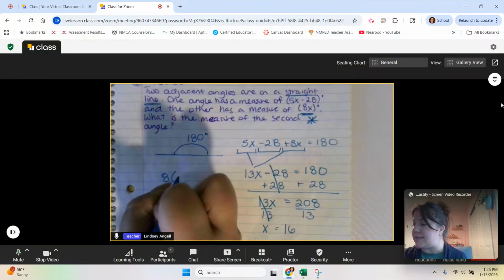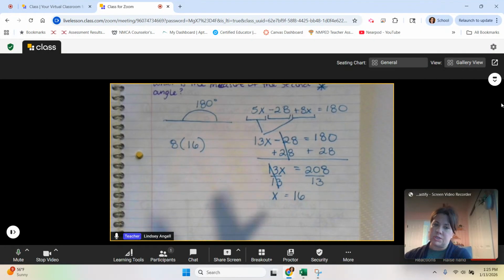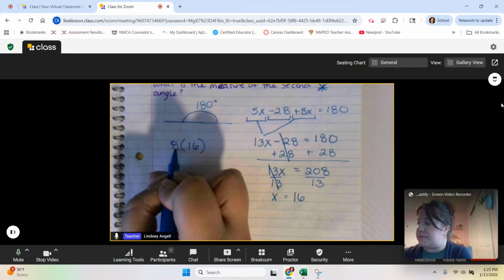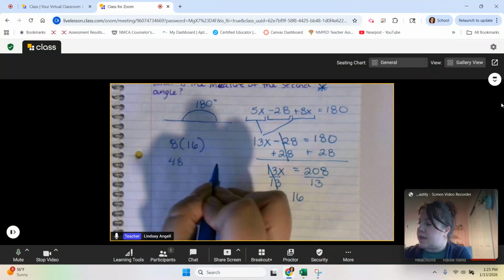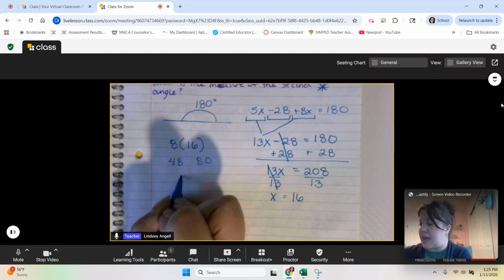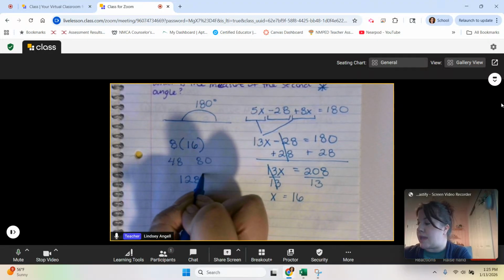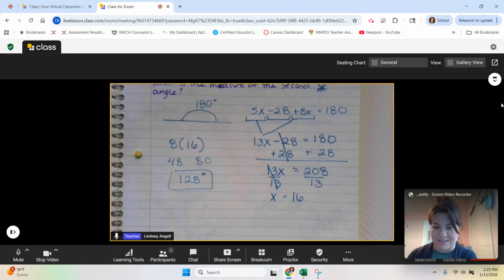So what we need is 8 times 16. We could do it in our calculator, or we could think to ourselves, 8 times 6 is 48. 8 times 10 is 80. Add those together, you get 128. So that second angle would be equal to 128 degrees.